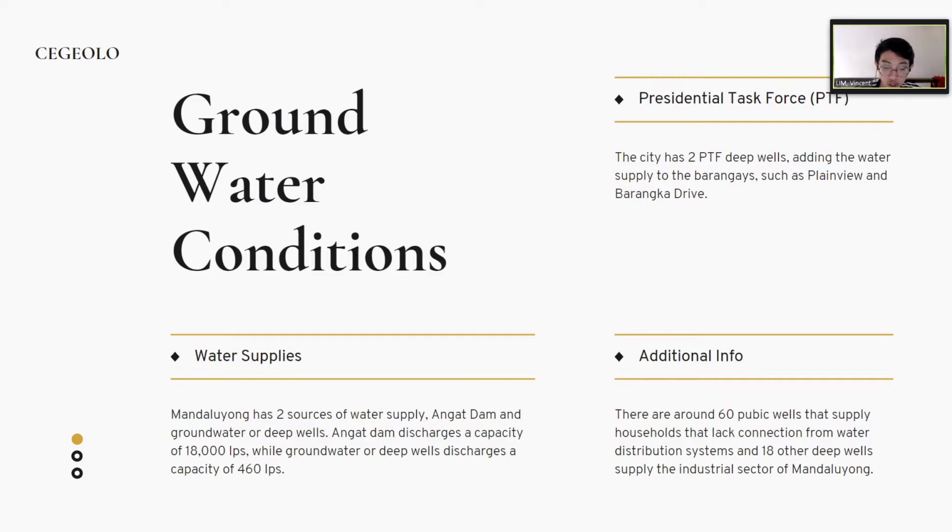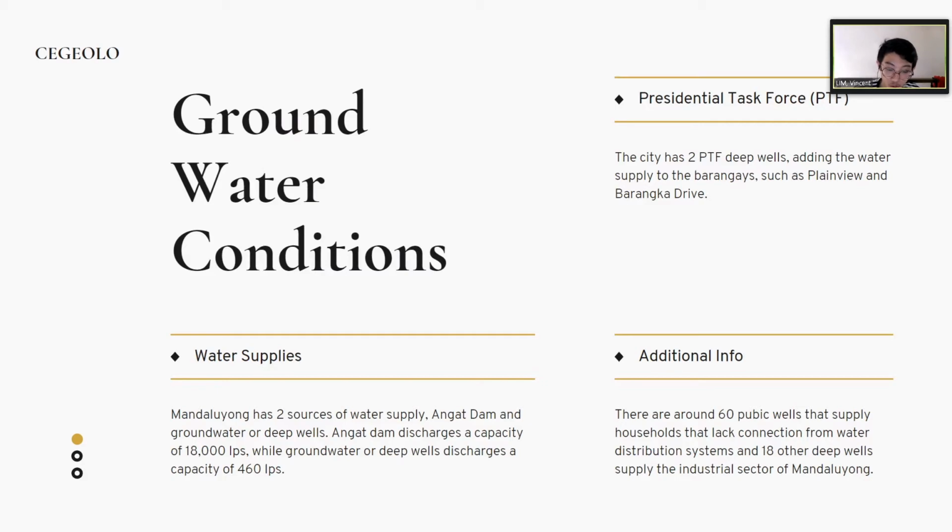So currently, the city of Mandaluyong has two PTF, or Presidential Task Force, deep wells, which add to the water supply to barangays such as Plainview and Barangka Drive. Additionally, the city has around 60 public wells that supply households that lack connections from water distribution systems, and 18 other deep wells supply the industrial sector of the city.